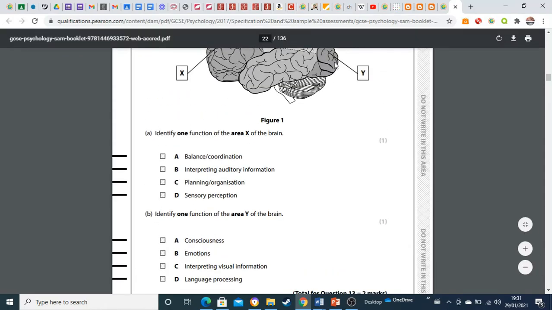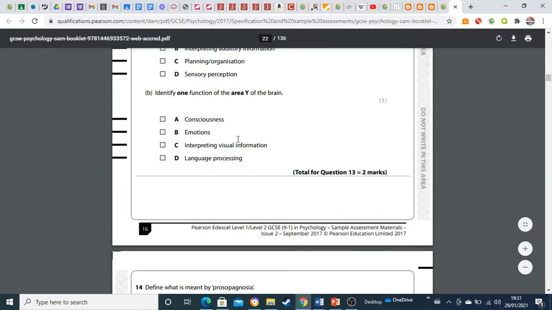Identify one function of area Y of the brain. So what is area Y? It's the occipital lobe. What does the occipital lobe do? Does it do consciousness, emotions, interpreting visual information, or language processing? Again, if you said C, you're correct.